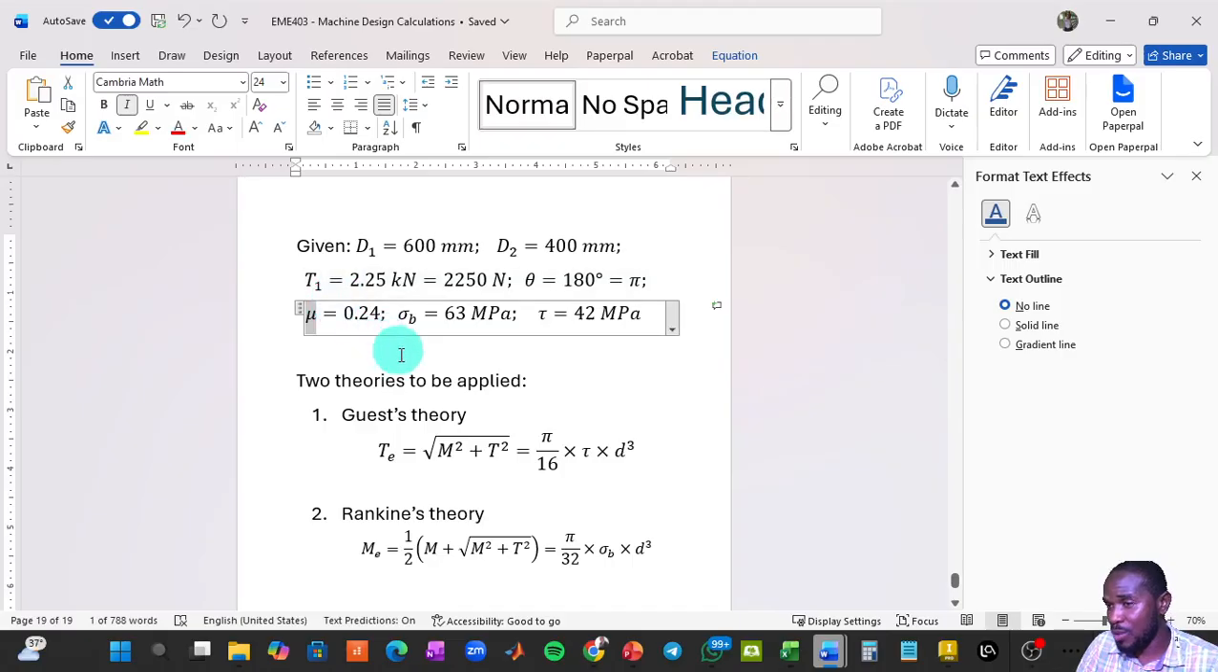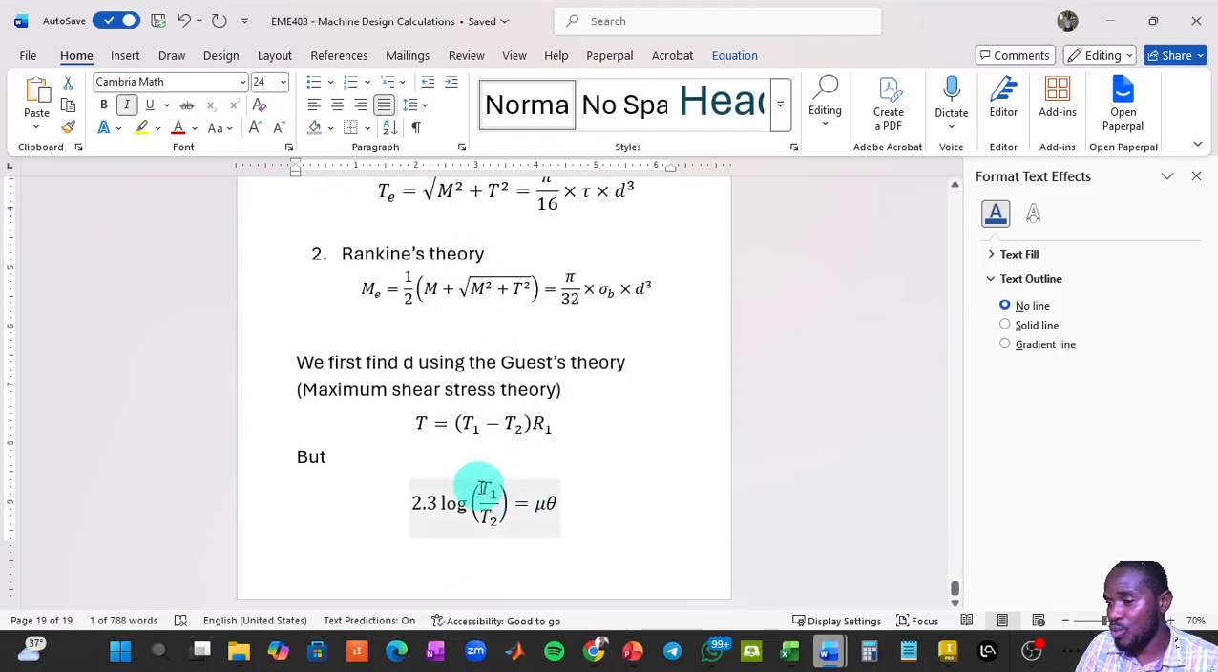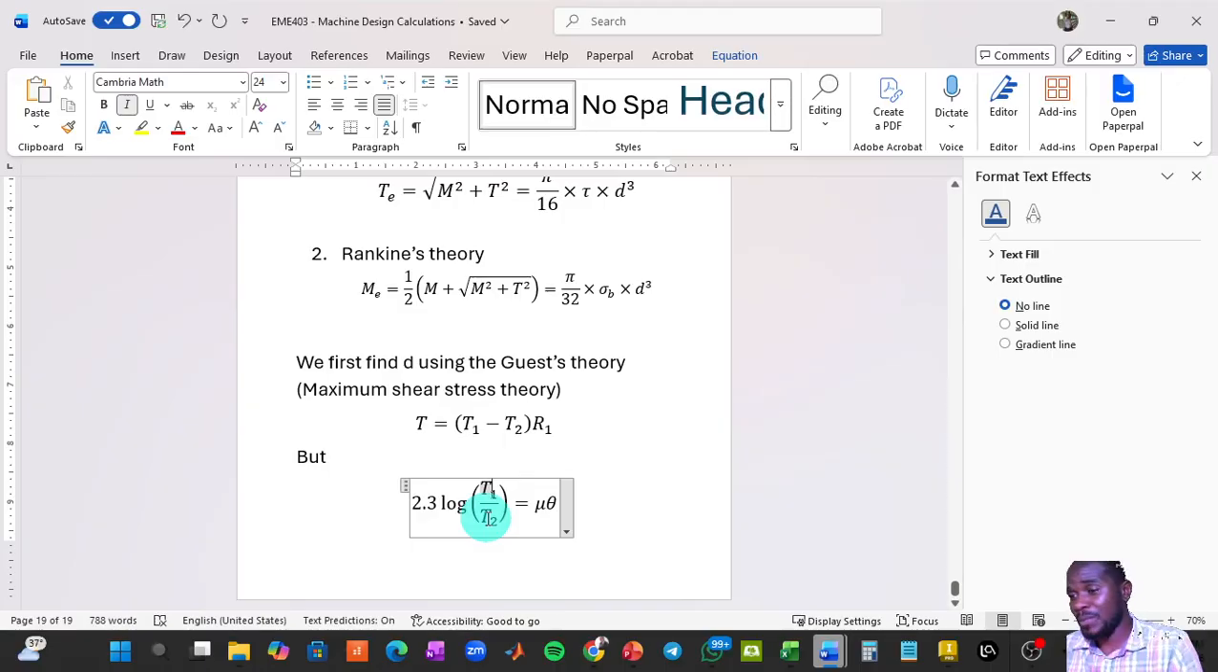We know the value, and we know what the tension in the tight side, T1, is. We don't know T2. Logarithm is an operation, and 2.3 is the number. So we can find what T2 is, right? How do we do that? We will divide both sides by 2.3, so that I'm left here with the log of this number equals that.